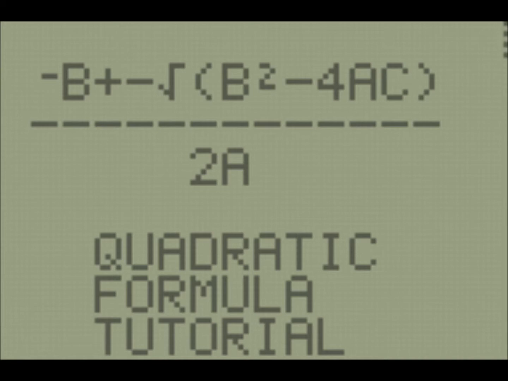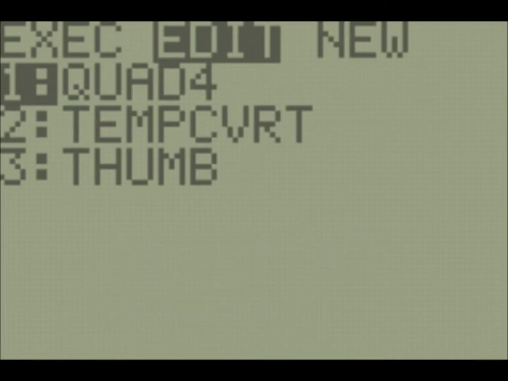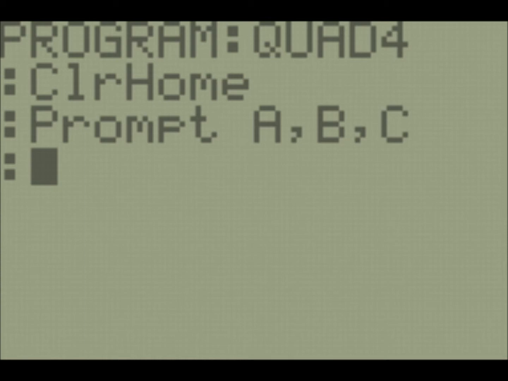And then if the discriminant is something positive, it's going to be negative b plus or minus that positive number. So we're going to get two solutions, one with negative b plus the square root of our discriminant, and then one with negative b minus the square root of our discriminant, and then both of those all over 2a. So now let's go back into our program and actually program that.